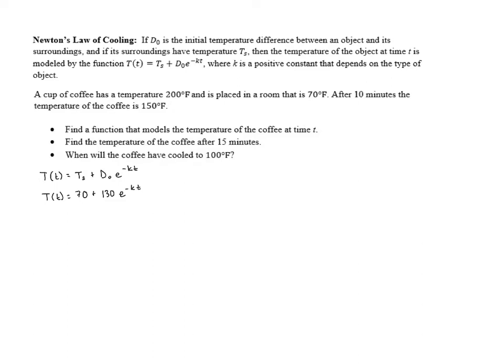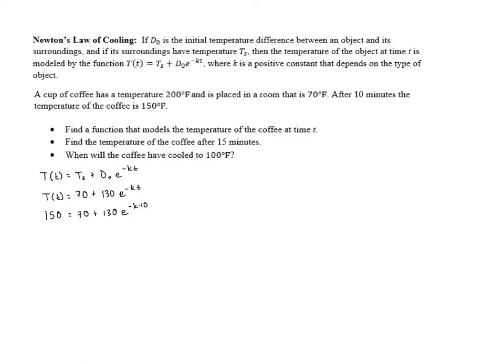So we know that the temperature is 150 degrees when t, lowercase t, is 10 minutes. If we substitute both of those in, the only variable left is k, that constant, and we should be able to solve for it. And once we do, we'll know the whole equation for our function. So let's solve for k.